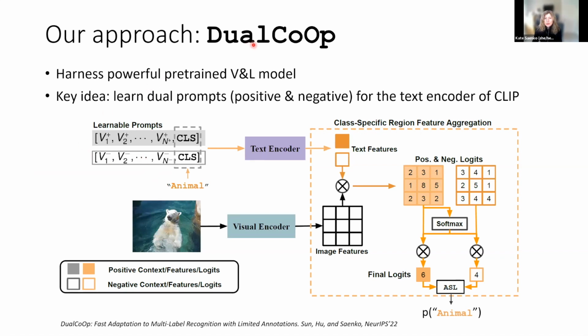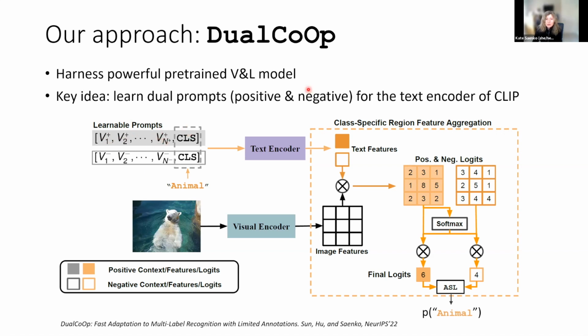So in our approach in Dual Co-op, we harness these powerful pre-trained vision language models, but we optimize them for multi-label classification with this key idea of dual prompts. As I mentioned, there's a prompt to the text encoder, which consists of a bunch of tokens followed by the class token, for example, animal, if we want to classify if an animal is present. And in our paper, we propose learning these tokens. So the prompts are learnable.